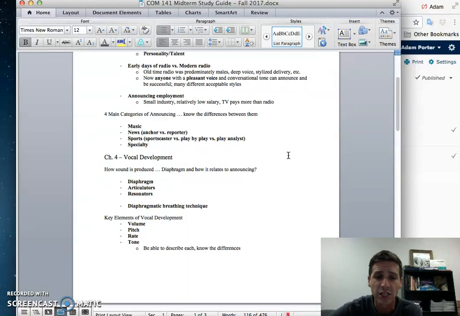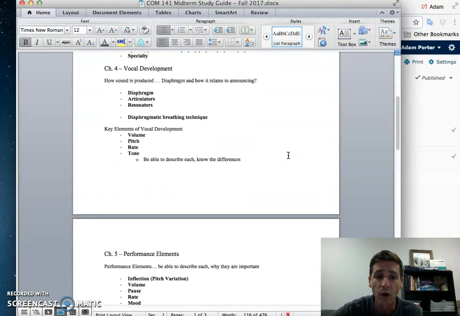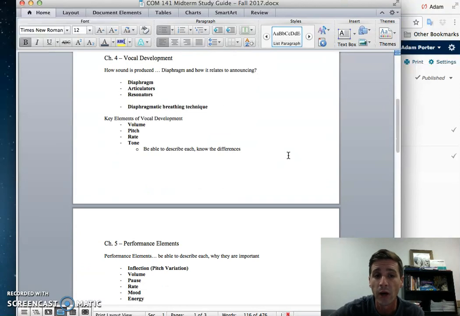Okay, jumping to the next chapter that we covered. This was the one that correlated with Project 1 and your voice analysis. Chapter 4 was all about vocal development. So we started with how is sound produced, the diaphragm, and how it relates to announcing. So we talked about the diaphragm being the important starting point. That's the muscle in the mid-abdomen area that starts the process of producing sound.